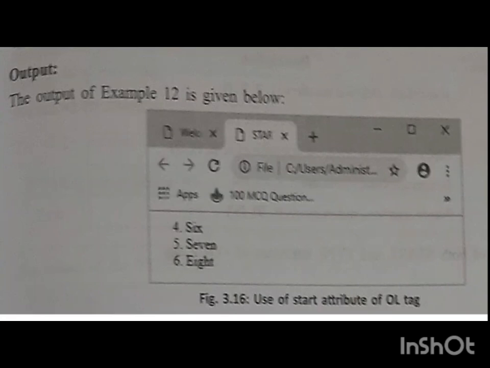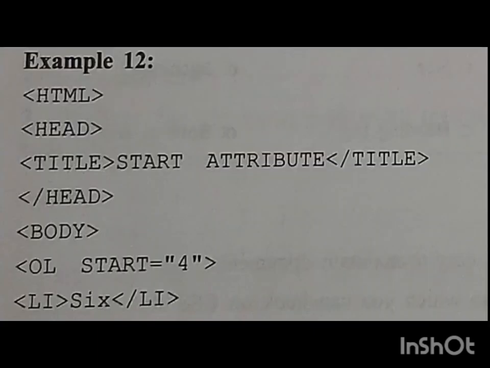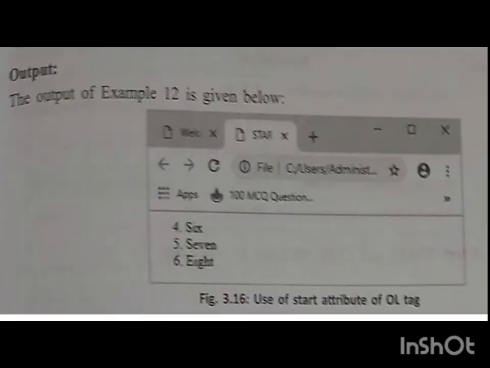Now we talk about how it is coming. It is coming as 4 5 6 because we have given from 4. By default they are taking 1 2 3 4, so that is the type 1 2 3 4. And from where to start, it is to start from 4 5 6, as we have given here. You can see that we have given start equals to 4. So that's the thing.